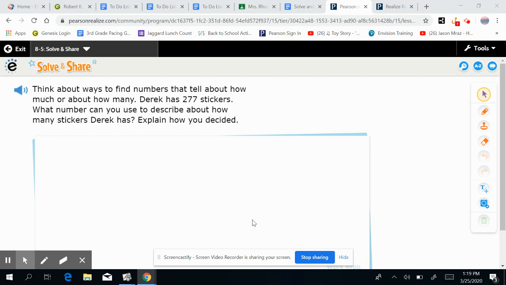Think about ways to find numbers that tell about how much or about how many. Derek has 277 stickers. What number can you use to describe about how many stickers Derek has? Explain how you decide it.